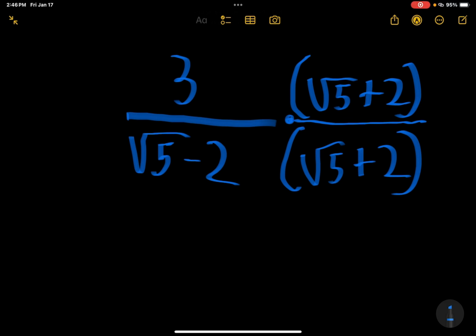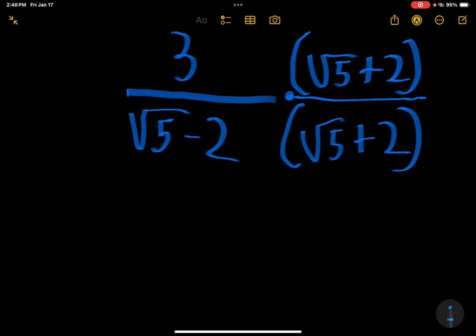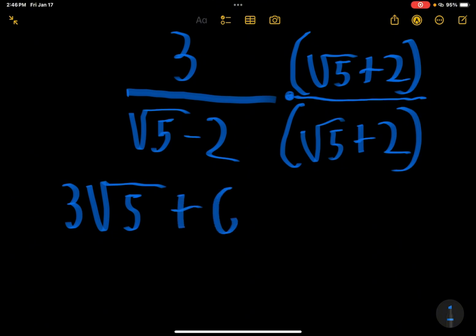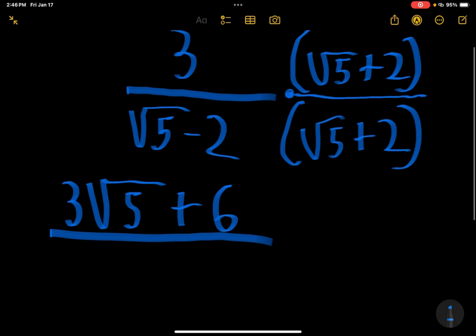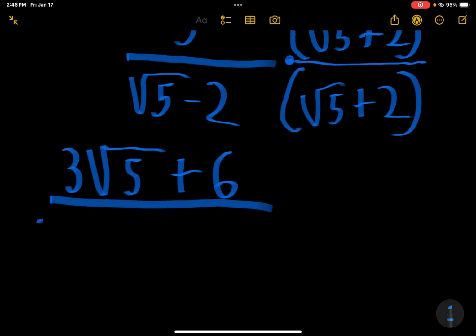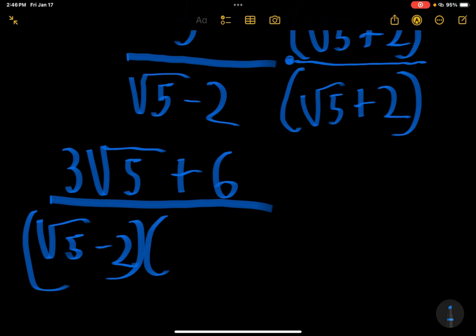So I'll do the top one first. 3 times square root 5 is 3 square root 5. 3 times 2 is 6, so plus 6. Now we got the bottom. So now we got square root 5 minus 2 times square root 5 plus 2.